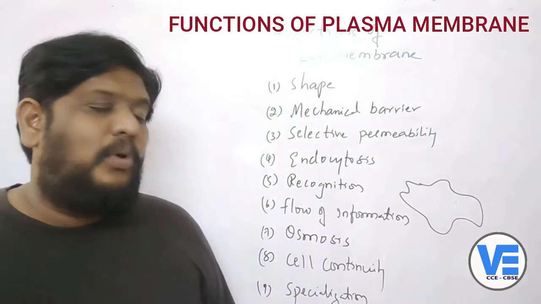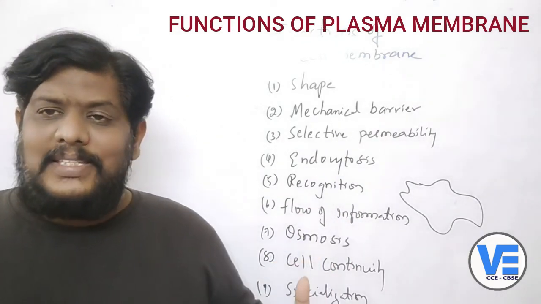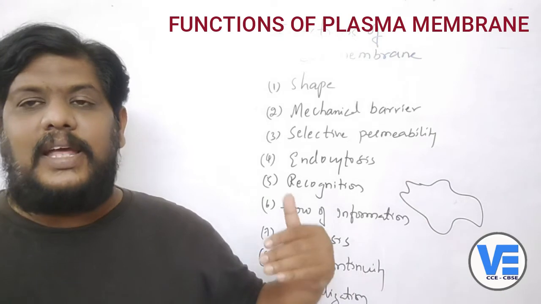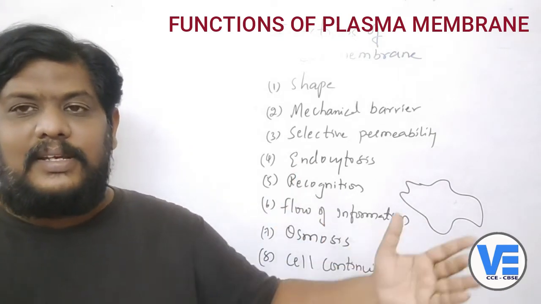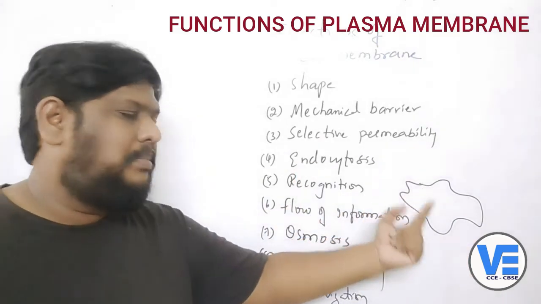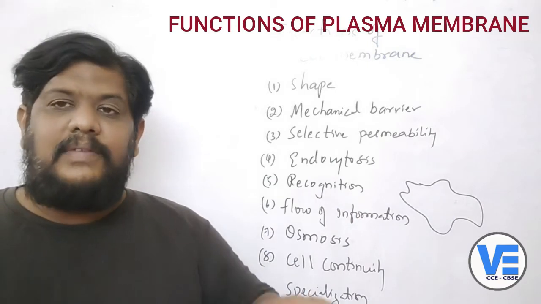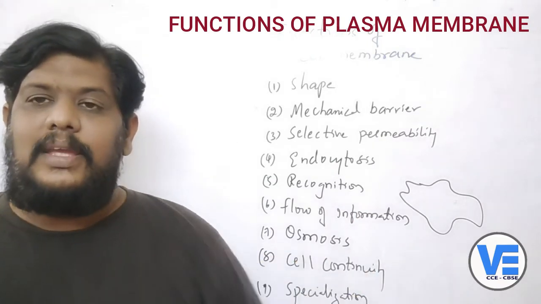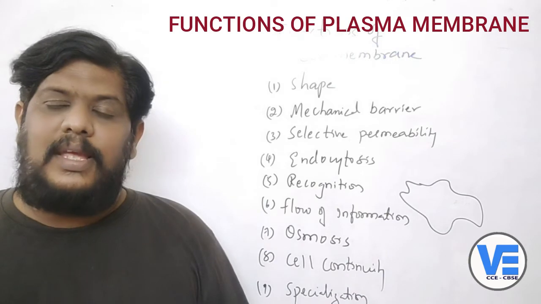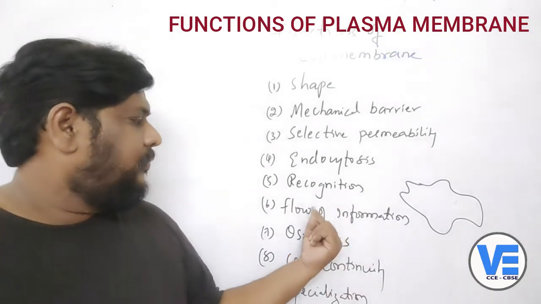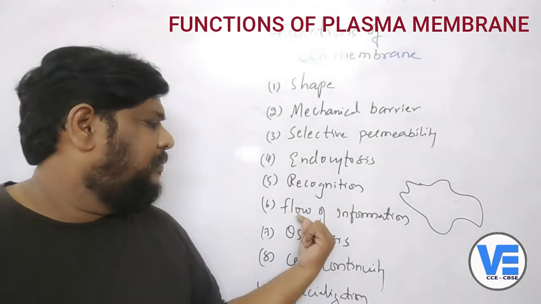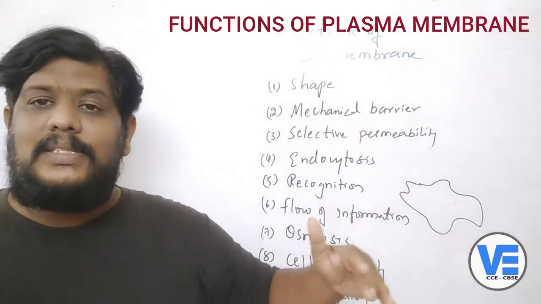And next is flow of information. From one cell to the other cell, if information has to be given, even the plasma membrane will do that. They will take the help of the RNA, that is the ribonucleic acid. So that is what helps in the flow of information from one cell to the other cell.